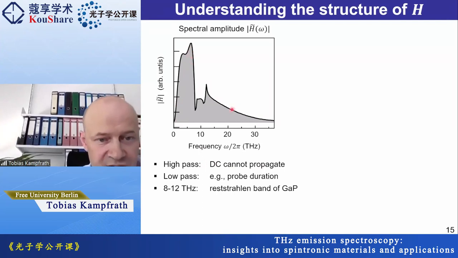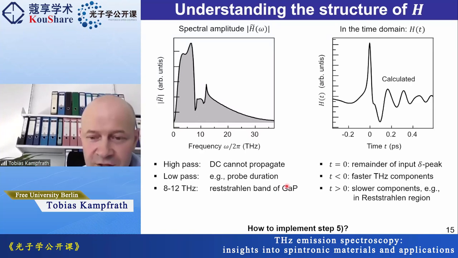At higher frequencies, you see that we also get a roll off of our transfer function amplitude. And this low pass behavior, for example, arises because our probe pulse, which measures the terahertz electric field, has a finite duration. It's not infinitely short. And finally, you also see structure here, some features, and they arise from certain features of the refractive index and other optical properties of the detection material. And in this case, this is gallium phosphide.